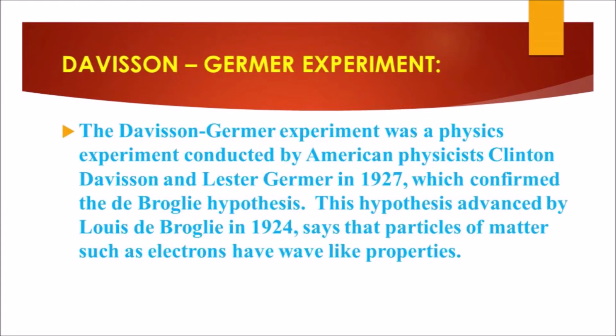The next most important topic is the Davisson-Germer experiment. The Davisson-Germer experiment was a physics experiment conducted by American physicists Clinton Davisson and Lester Germer in 1927, which confirmed the de Broglie hypothesis. This hypothesis, advanced by Louis de Broglie in 1924, says that particles of matter such as electrons have wave-like properties. This experiment played a major role in verifying the de Broglie hypothesis and demonstrated wave-particle duality.